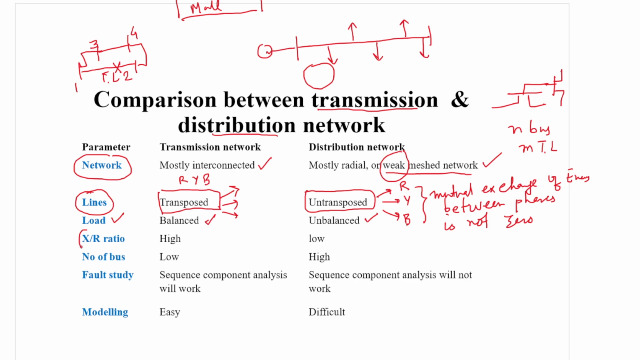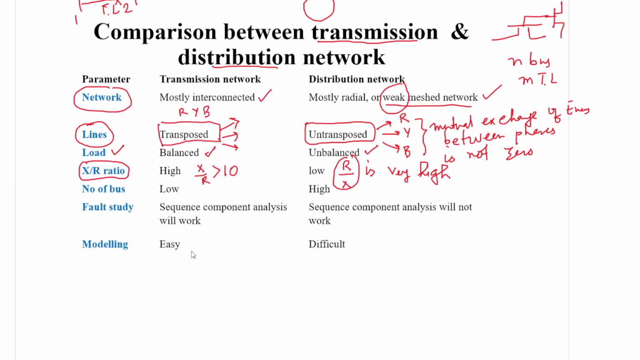Now, another very important factor is the X by R ratio. The X by R ratio for the transmission network should be very high. At least X by R should be greater than 10. On the other hand, for distribution it is extremely low. Or if you think reversely, the R by X ratio for the distribution system is very high. It is just the reverse. For the transmission network, the X by R ratio is high. On the other hand, for the distribution network, the R by X ratio is very high.